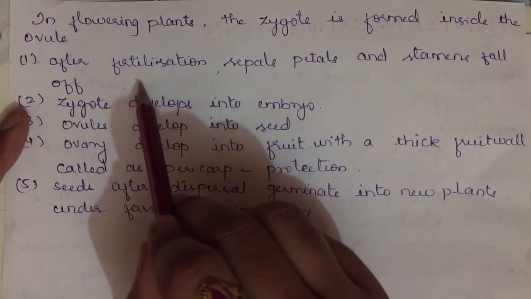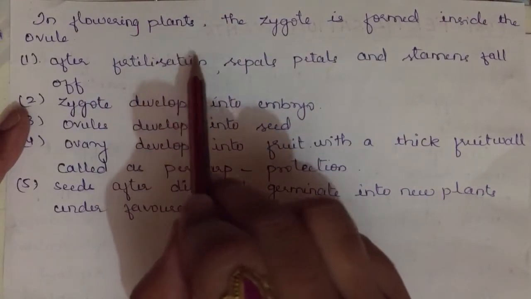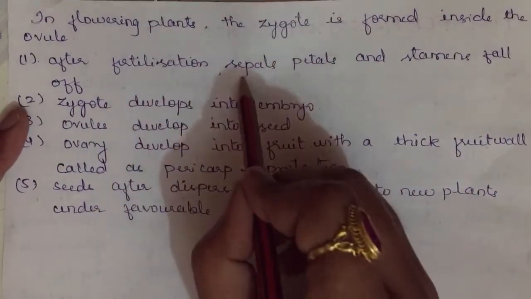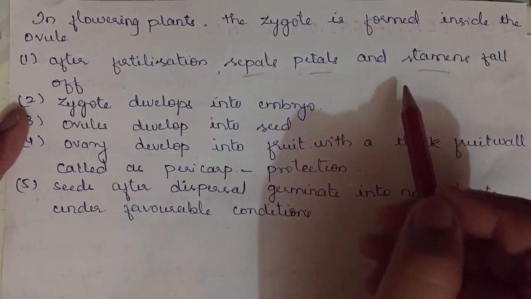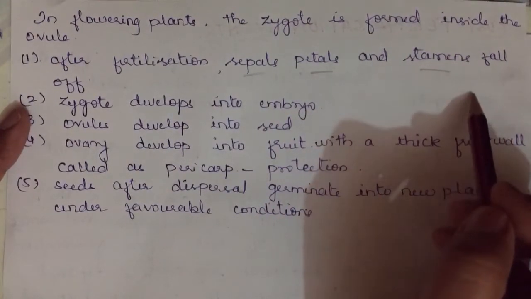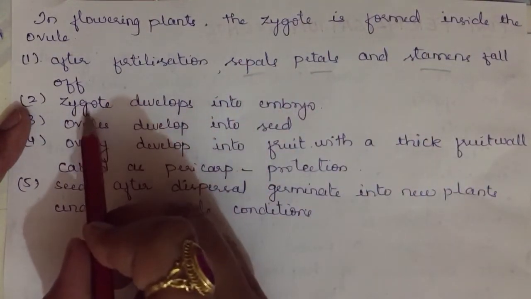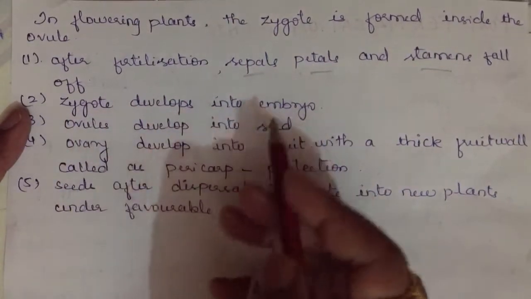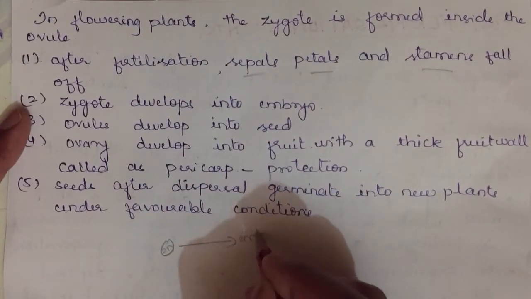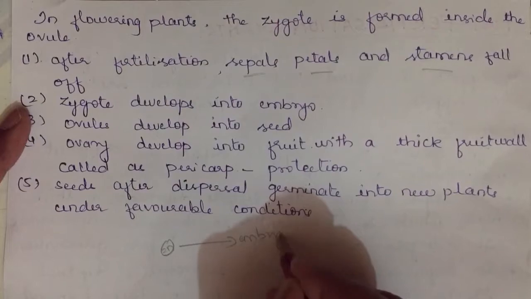Those details are in animals and even in plants. But in flowering plants, first the zygote is formed inside the ovule. After fertilization, the sepals, petals and stamens present in the flower fall off onto the ground. Then the zygote develops into an embryo, as we have shown earlier.